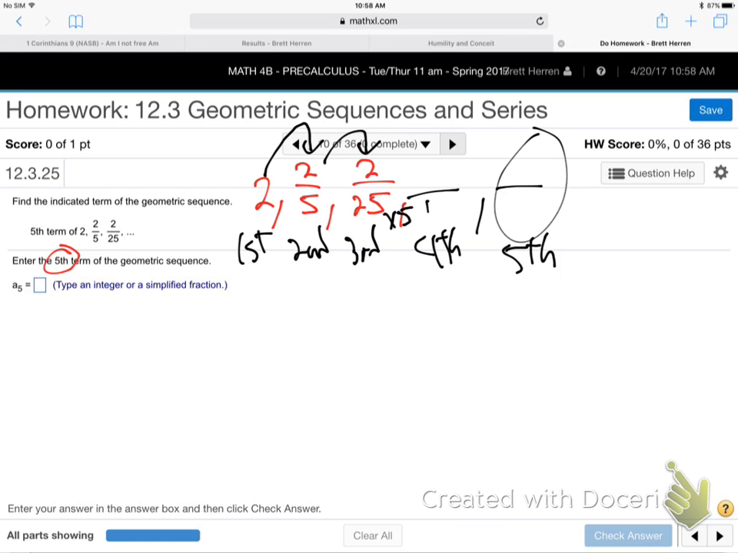Times 5 on the bottom, that'd be 125. The top just stays 2. One more time. Times 5, that's what, 625? Over 2, we're done. Quicker than doing the whole formula.